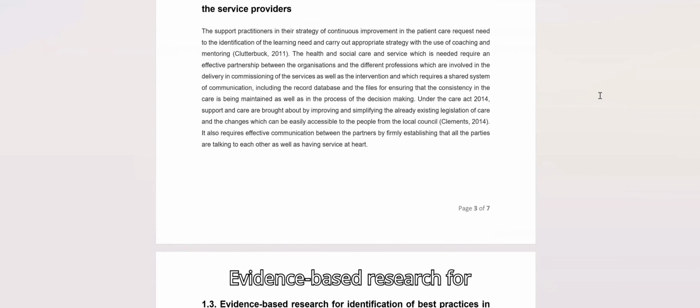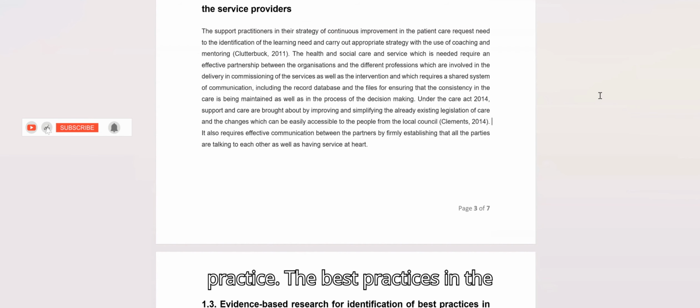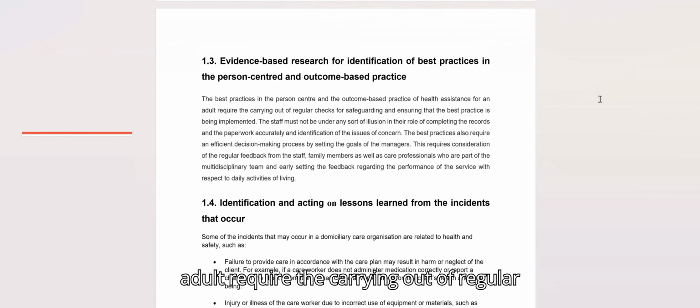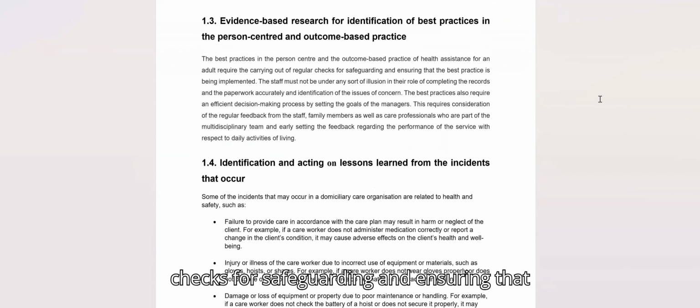1.3 Evidence-based research for identification of best practices in the person-centered and outcome-based practice. The best practices in the person-centered and outcome-based practice of health assistance for an adult require the carrying out of regular checks for safeguarding and ensuring that the best practice is being implemented. The staff must not be under any sort of illusion in their role of completing the records and the paperwork accurately and identification of the issues of concern.